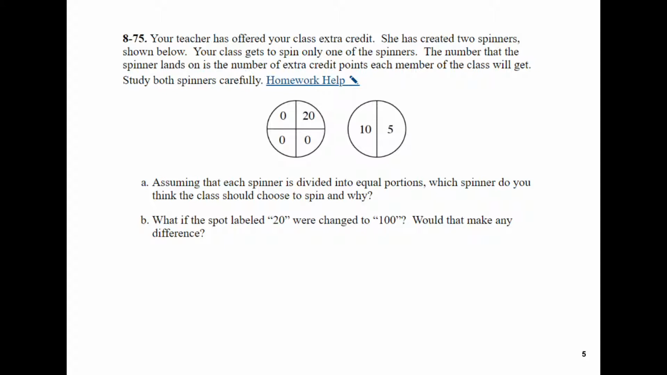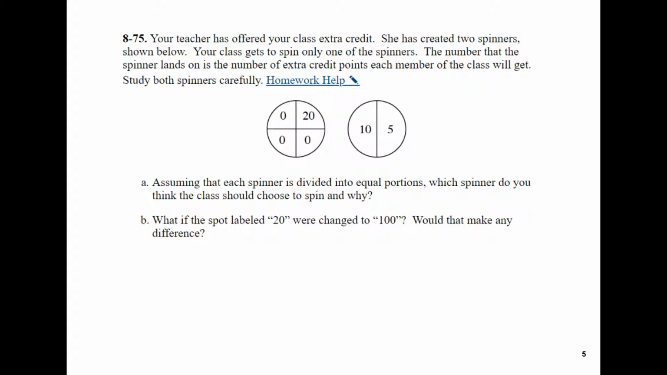8-75. Your teacher has offered your class extra credit. She has created 2 spinners shown below. Your class gets to spin only one of the spinners. The number that the spinner lands on is the number of extra credit points each member of the team will get. Study both spinners carefully. Assuming that each spinner is divided into equal portions, which spinner do you think the class should choose to spin and why?